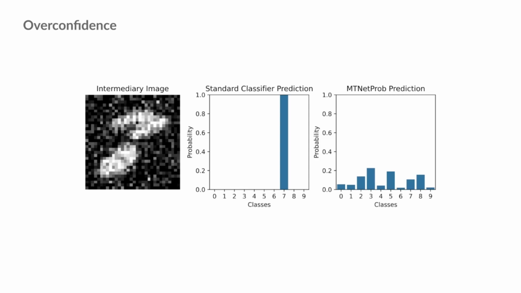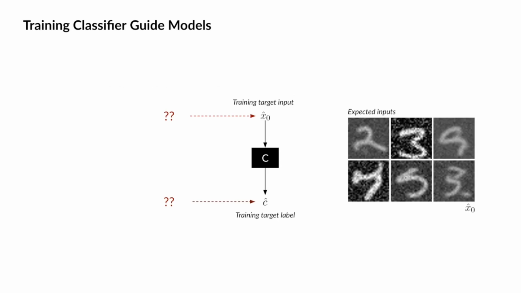And we actually highlight this overconfidence as being a key shortcoming of classifier guidance, and we propose that by mitigating this overconfidence, we can improve generative modeling quality, which is what we go on to show later. So, to understand why these classifiers may be overconfident and how we can mitigate this, we first need to learn about how these classifiers are actually trained.